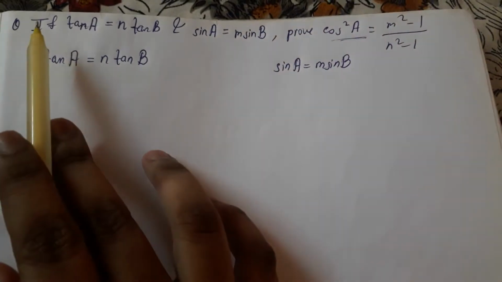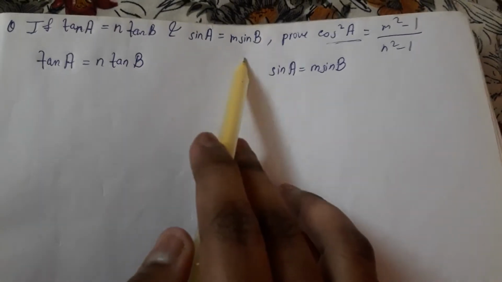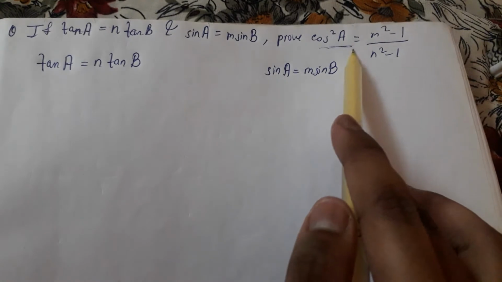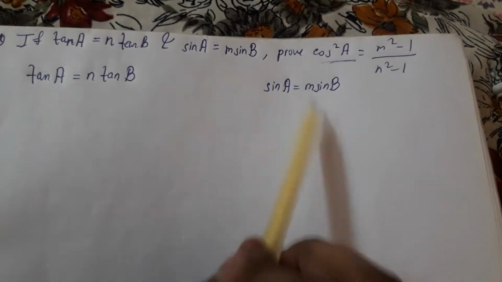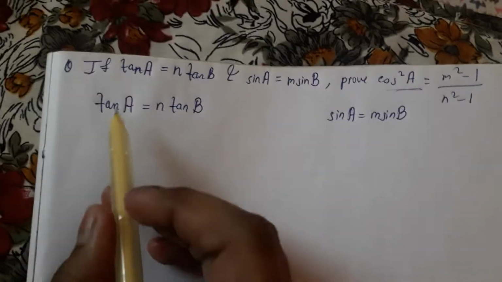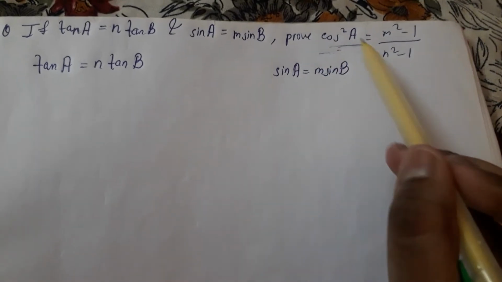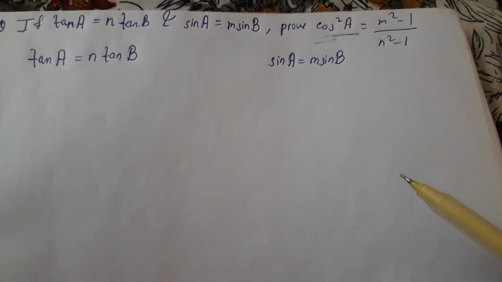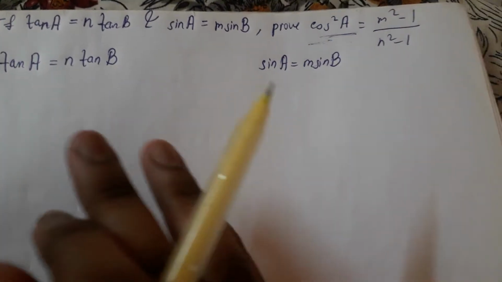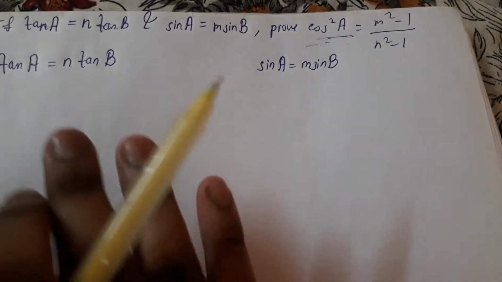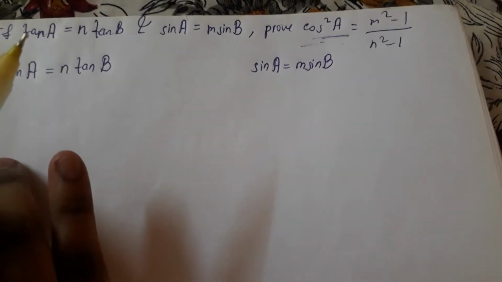Now see, if tan A is equal to n tan B and sin A is equal to m sin B, then you have to prove cos square A is equal to m square minus 1 divided by n square minus 1. Okay, now take these two, as these two are given to you, that is tan A is equal to n tan B. Now see, here in the proved part you see cos square A is given. Okay, so if cos square A is given, here you have to take the RHS part in terms of A and the LHS part in terms of B.